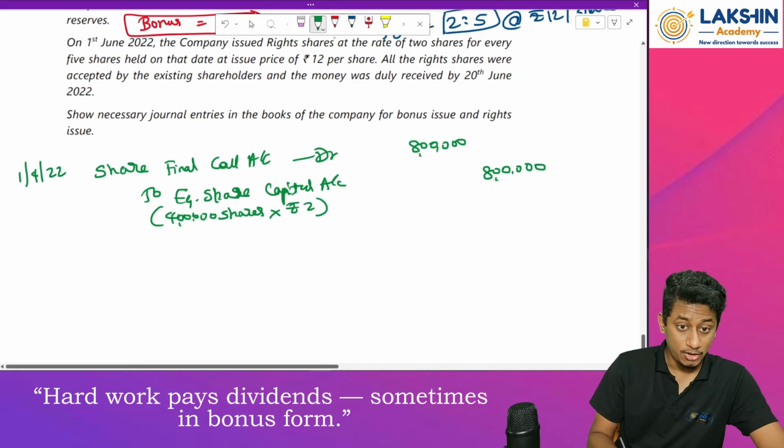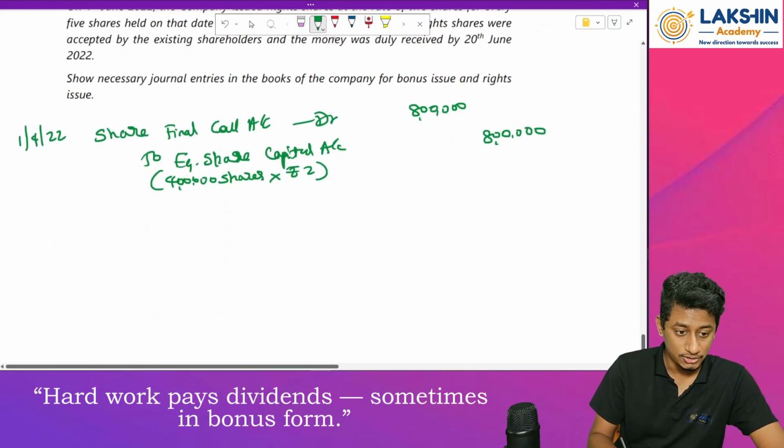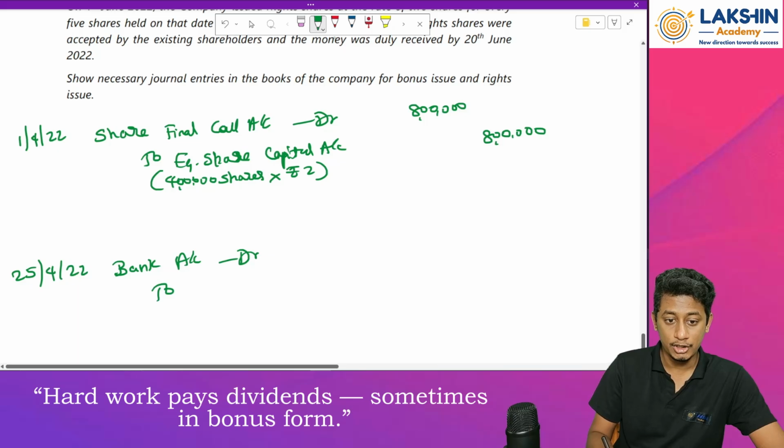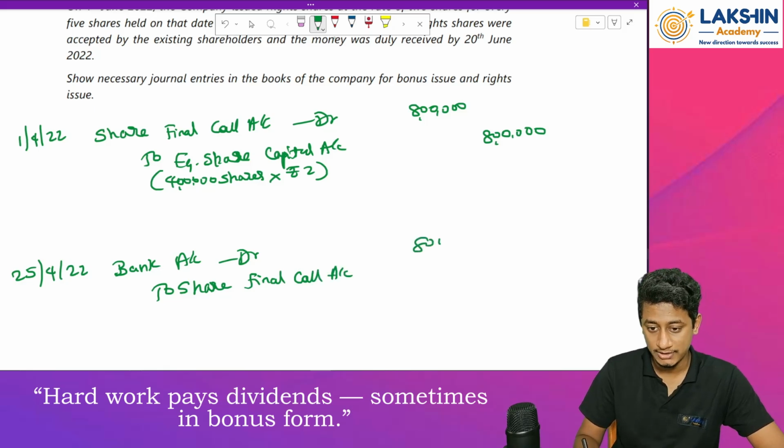Next, on what date is the amount received? The call money was received on 25th of April 2022. I have received the money in the bank account. Bank account debited, to share final call account. We need to clear the account, remember. How much? Rupees 8 lakhs.